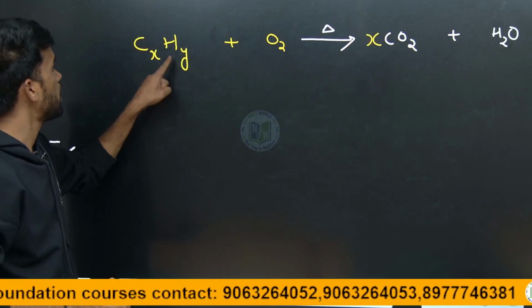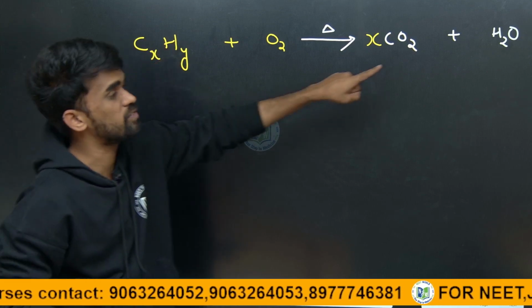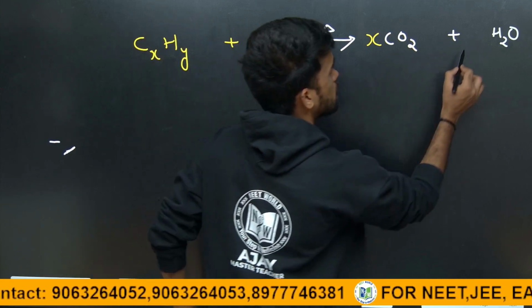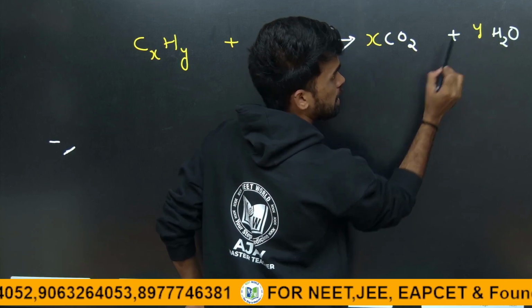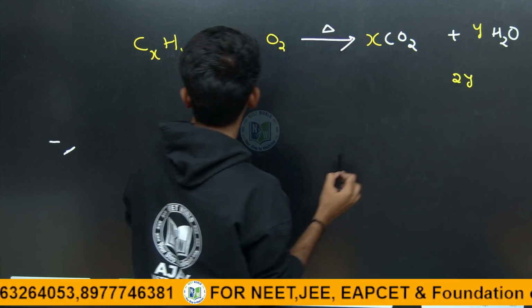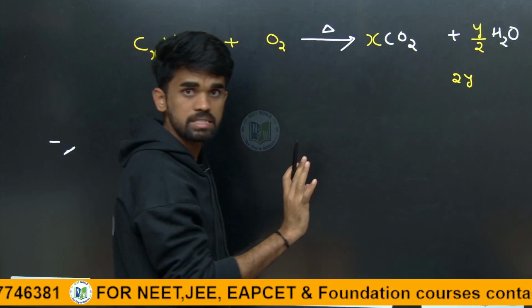Then how many hydrogens are there? Y number of hydrogens are there. All hydrogens are converting into water. So I am writing here Y. See, here already 2 is there, so if I write like this, it will become 2Y. But here we require only 1Y, so just take it as Y by 2. I hope this is also clear.